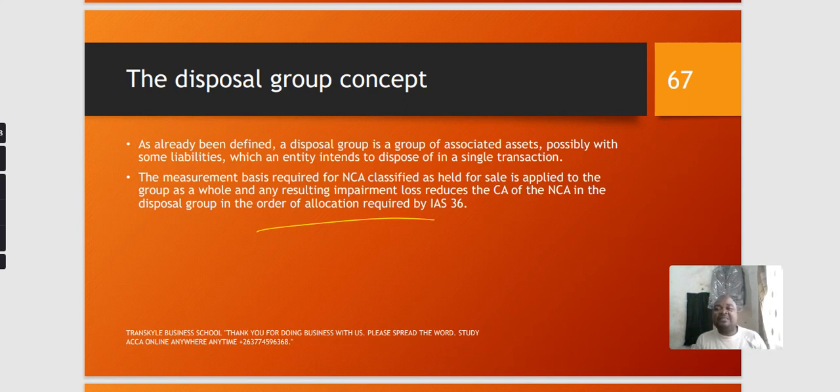So we are saying the measurement basis required for non-current assets classified as held for sale is applied to the group as a whole, and any resulting impairment loss reduces the carrying amount of the non-current asset in the disposal group in the order of allocation required by IAS 36. That's it, ladies and gentlemen.